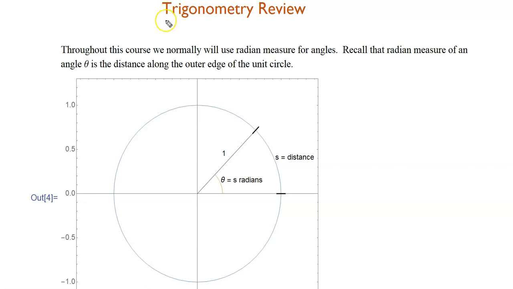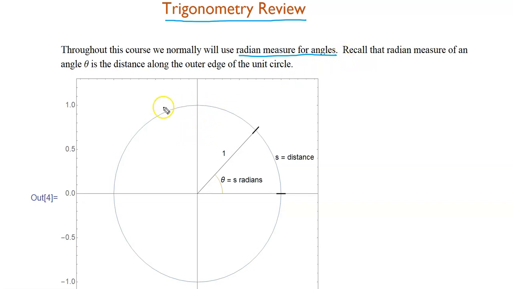In this lesson, we're going to review some trigonometry concepts that we'll use throughout this course. Now in this course, we're normally going to be using radian measure for angles as opposed to degree measure for angles. Sometimes we will use degrees in problems, so you should know how to change your calculator setting from radians to degrees and degrees to radians. And also, all of our trig functions are defined with respect to radian measure for angles. So let's review exactly what a radian is.